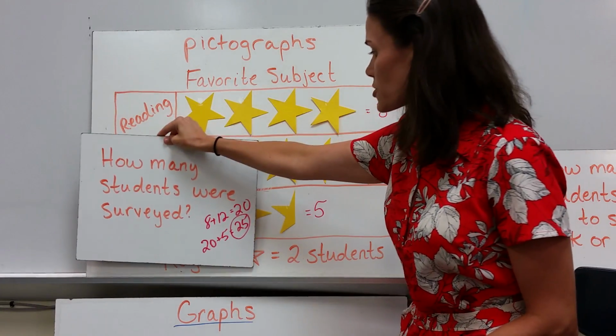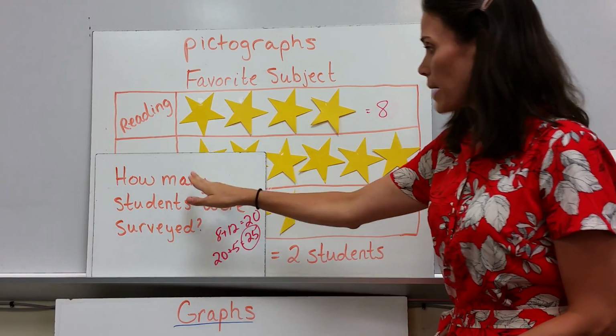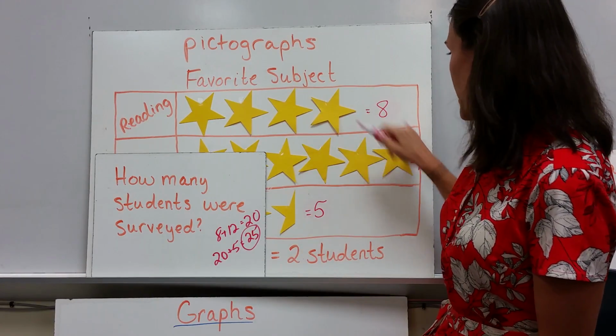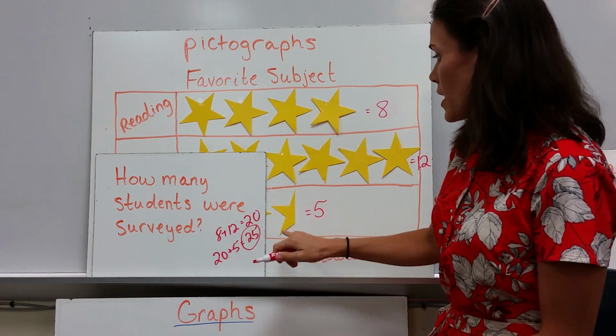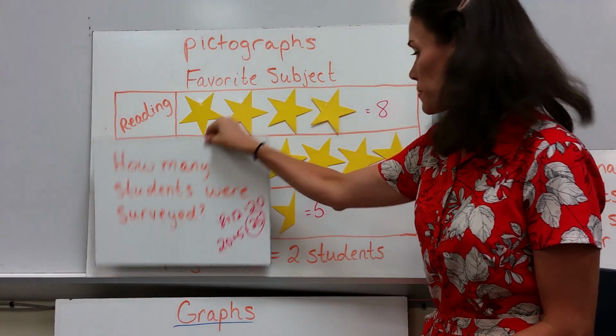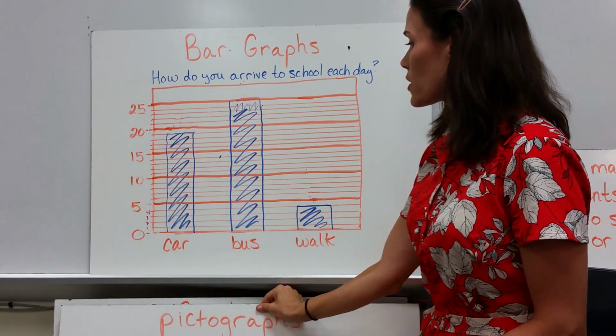Okay, so an example of a question. You can see I've already done the work on here. How many students were surveyed? So we have 8 plus the 12 is how I combine it. That gives you 20. And then 20 plus 5 more gives you the 25. Pretty straightforward. Okay? The next example is of a bar graph.